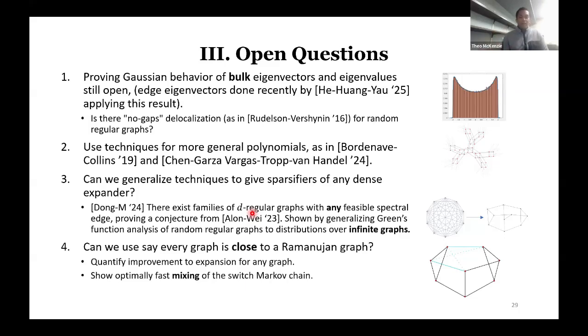Okay, and then finally, I think another interesting question is, can we say that every graph is close to a Ramanujan graph? So the idea is, can I do a small number of switches such that if I start with any graph, I can get to a Ramanujan graph? And you could even think about doing this randomly, which then has to do with the mixing time of the Markov chain. But the point is that all of our analysis has to do with taking the expectation over all graphs. And the question is, can I fix a graph and then just take the expectation over doing a random switch, which is kind of like what's done in Marcus, Spielman, and Srivastava.